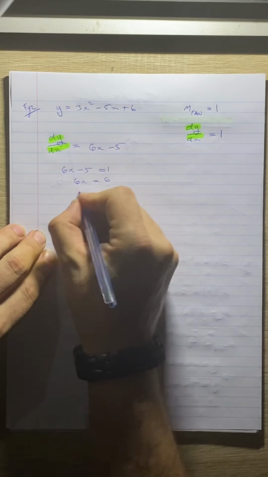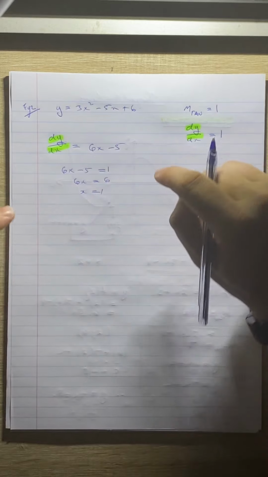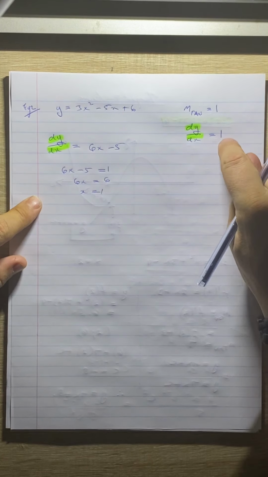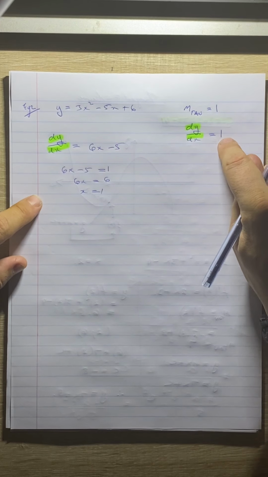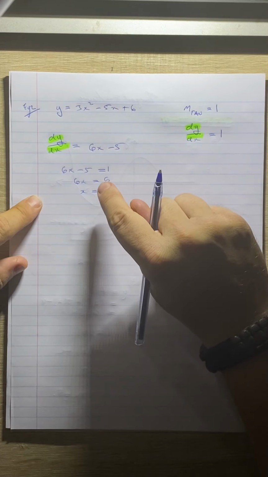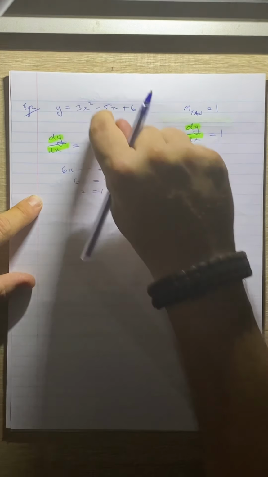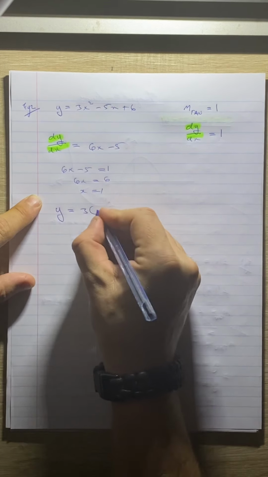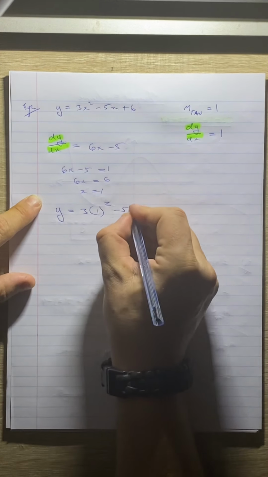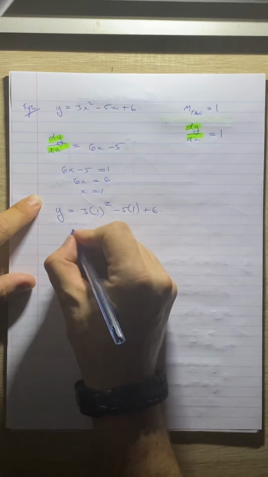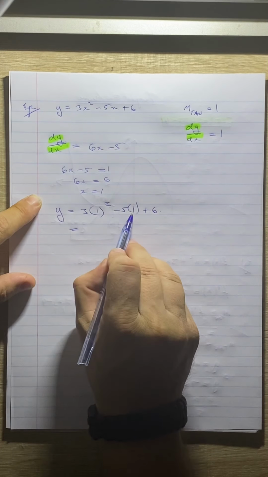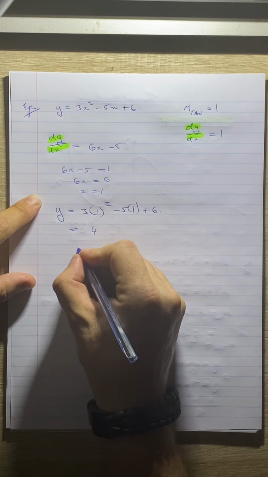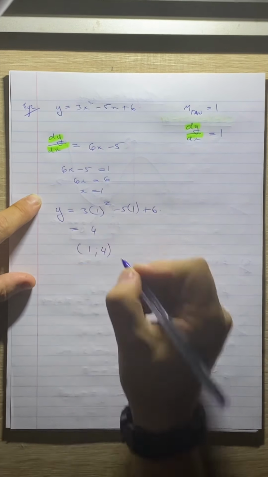6x is equal to 6, so x is equal to 1. Therefore, when my x value is 1, we will have a gradient of 1. Okay, so calculate the point of contact. So we've got our x value. I just need to find the y value by plugging it in there. So y is equal to 3 times 1 squared minus 5 times 1 plus 6. So that will give us 3 minus 5 is minus 2 plus 6 is 4. So therefore the point of contact is (1, 4).